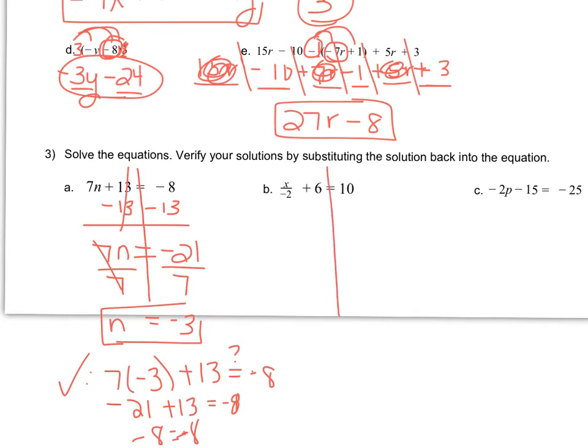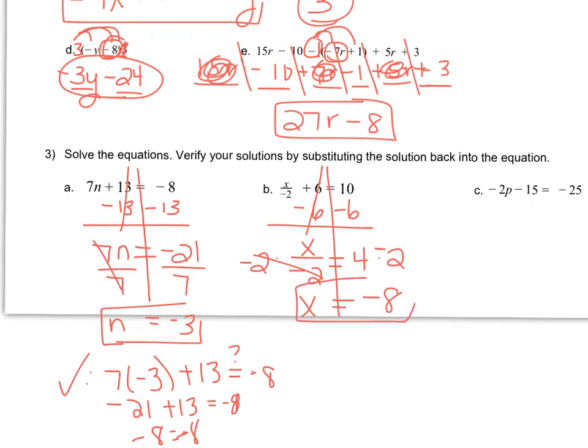If I look at B, again, I have to get my variable by itself. How I know is because I have that equal sign. So what's furthest away from x is 6. So I'm going to subtract 6 on both sides. So I have x over negative 2 equals 4. Now I'm going to multiply by negative 2 on both sides because it's being divided. So the inverse of multiplication is division. These cancel out. I'm left with x equals 4 times negative 2 is negative 8.